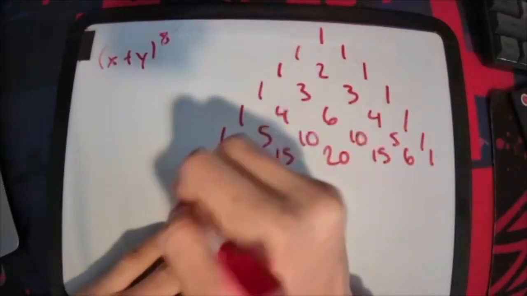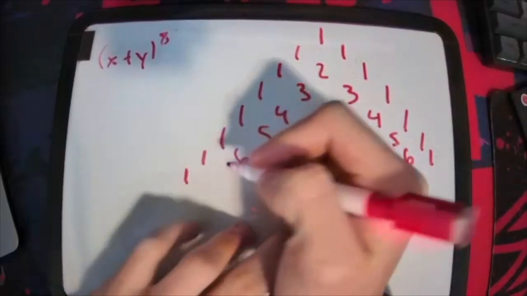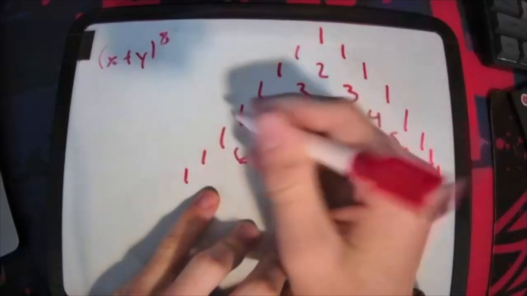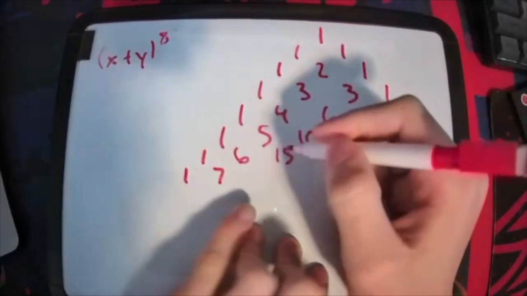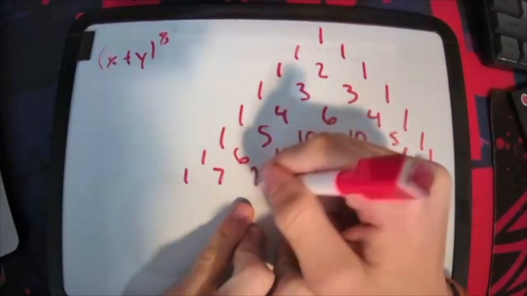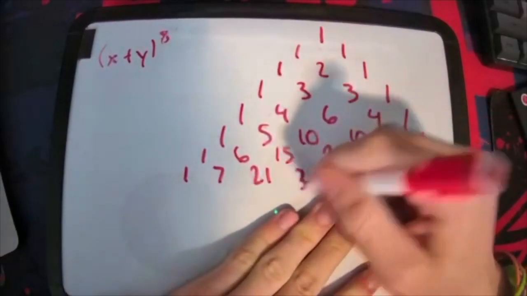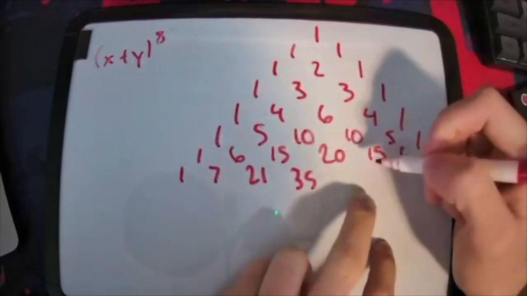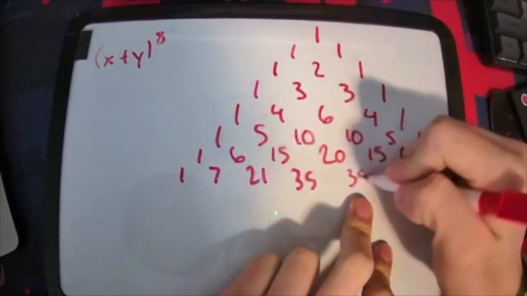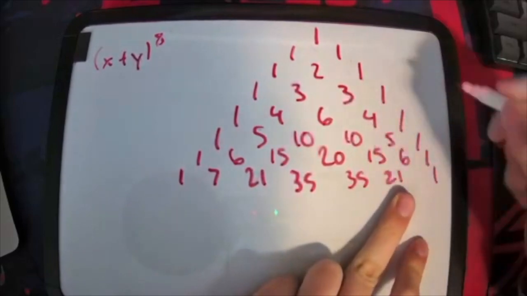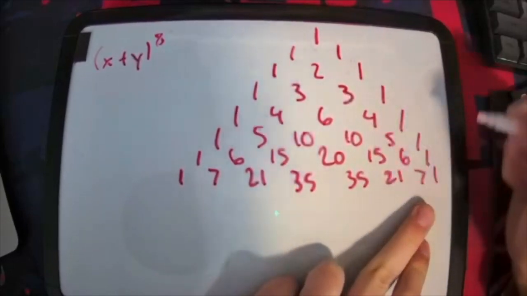Now we have the 7th row. We have 1s on the outside once again. 1 plus 6, which is 7. 6 plus 15, which is 21. 15 plus 20, which is 35. 20 plus 15, which is 35. 15 plus 6, which is 21. And 6 plus 1, which is 7.